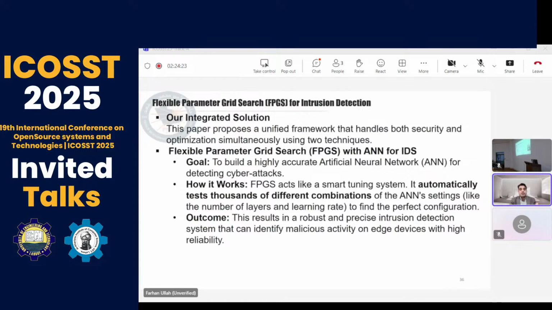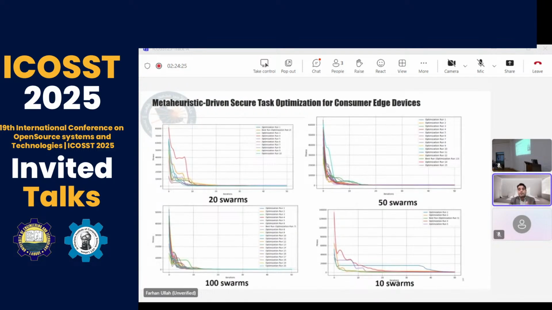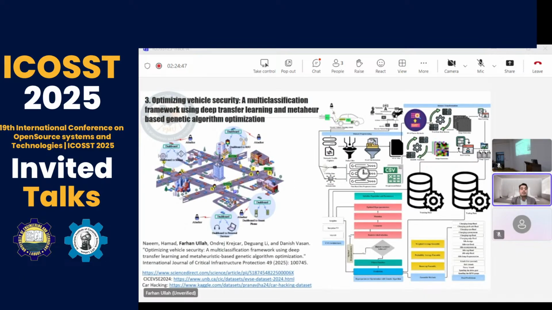These are some graphs from this paper. Basically, we are running the optimization again and again, until we can reach an optimized solution. First we do 20 runs, then 50 runs, and then 100 runs. If you increase the runs, sometimes you will get a smooth curve with the best solution. This is another paper we have published in the same area.